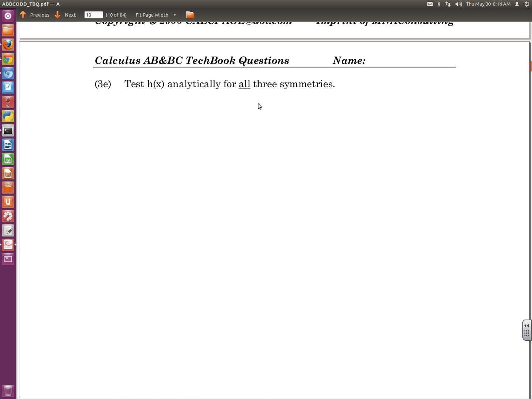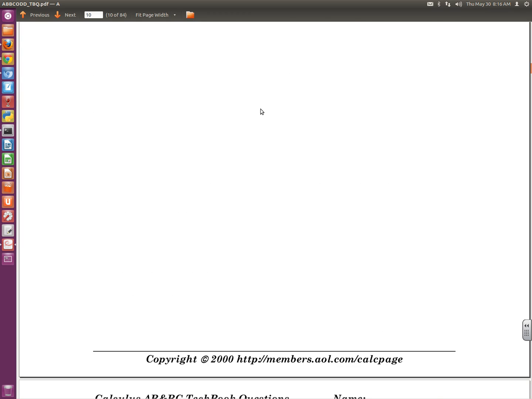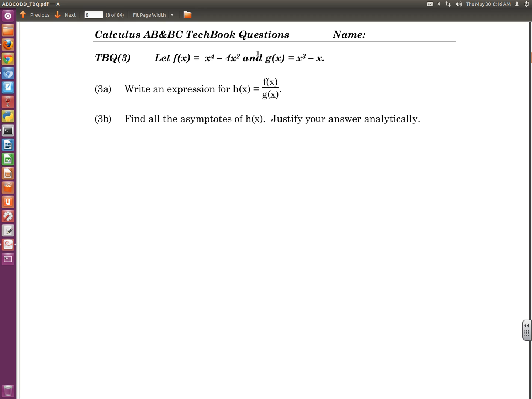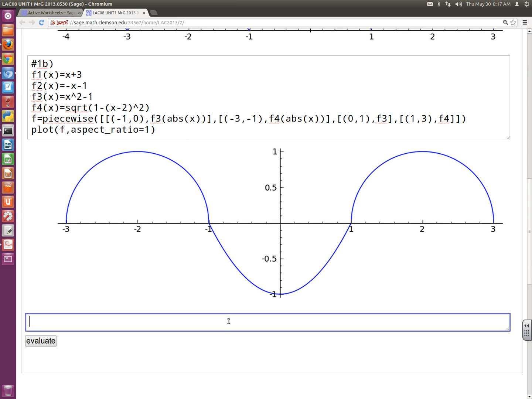What's the symmetry of the graph? And that's it. This is really all precalculus, this stuff. All right, so let's graph this thing. How are you going to do it? Number 3 is x to the 4th minus 4x squared. Okay, here we go. So here's number 3.